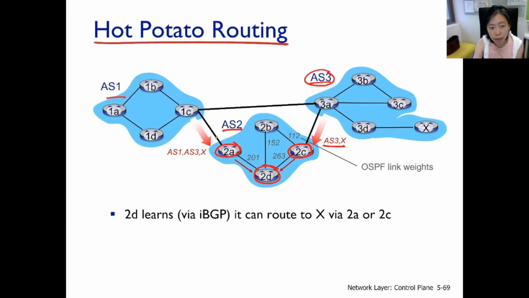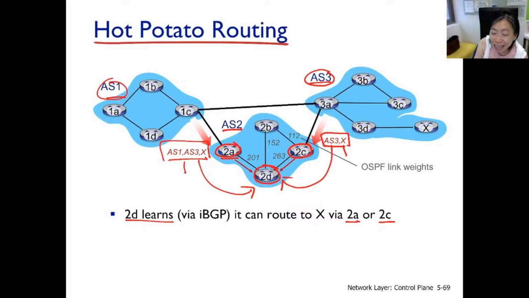2A is the gateway router connecting to AS1, where AS1 is passing another AS path to AS2. That is AS1, AS3, and X. So 2A passes this path to 2D. 2C also passes on this path to 2D. So 2D in the end learns there's one AS path through next hop 2A, this guy. There's another AS path through 2C, this one.